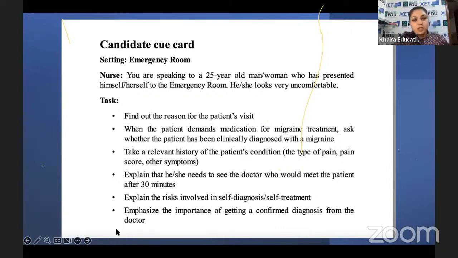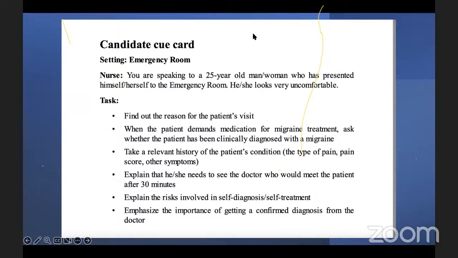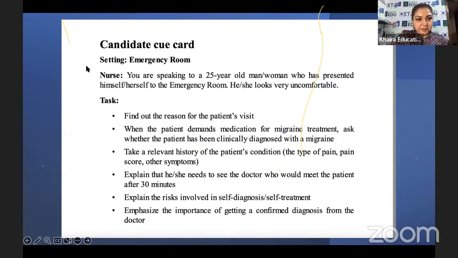Akash, would you like to try? Good morning. My name is Akashdeep Kaur. I am one of the registered nurses in this facility. I am seeing you are looking very uncomfortable. What is bothering you?